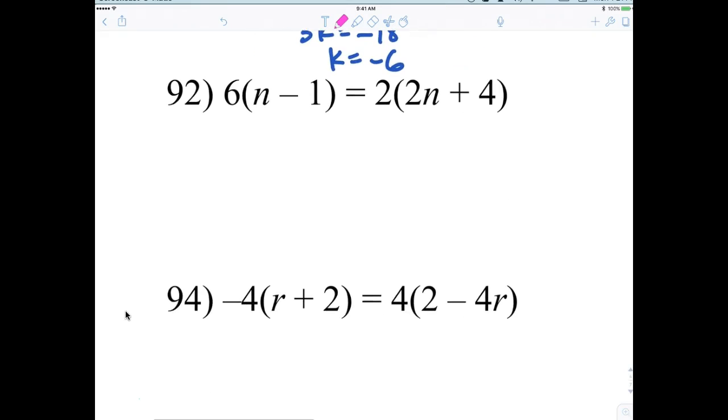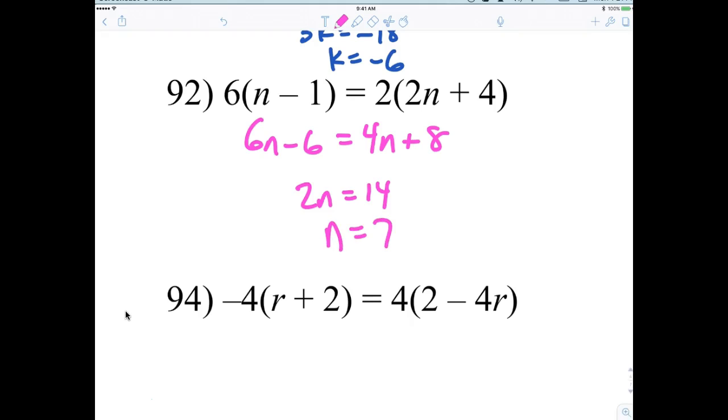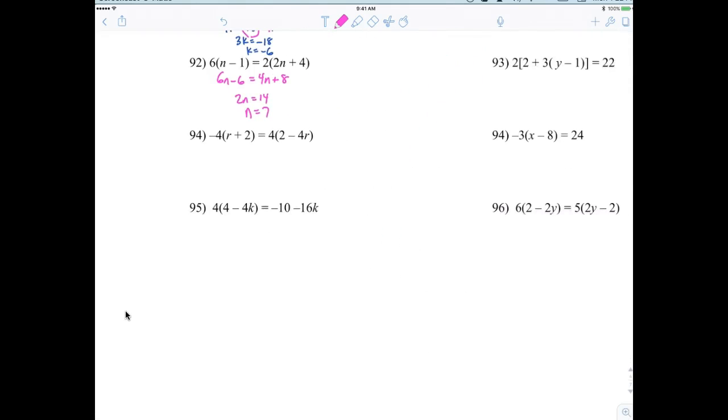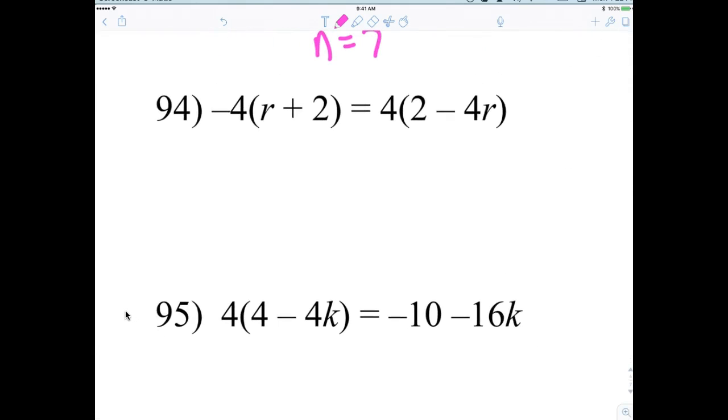All right, let's distribute. So now what? What did you get? You are awesome. Feels good, doesn't it? Very good. That was a nice one. n equals 7. Anybody have any issues? All right. Our fun is coming to an end so soon. Now distributing. Make sure you distribute the negative properly, please.